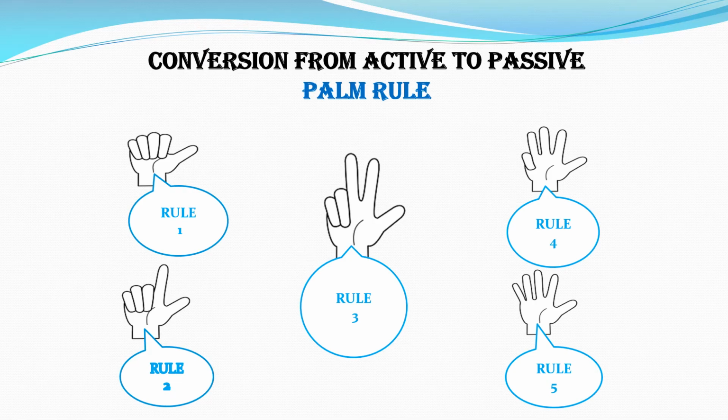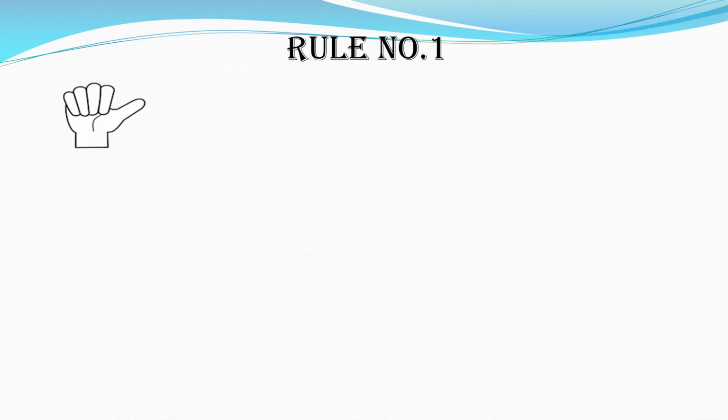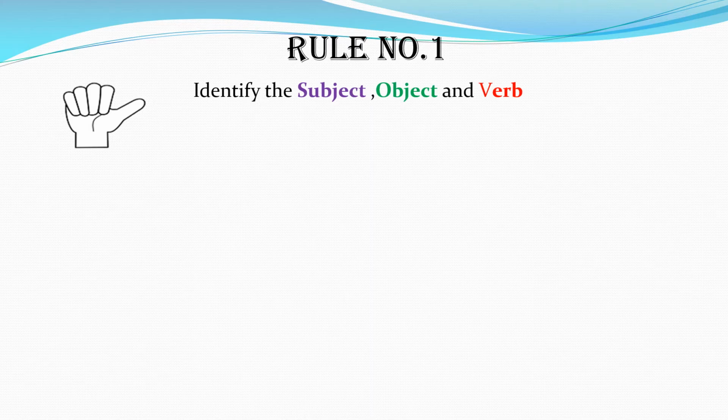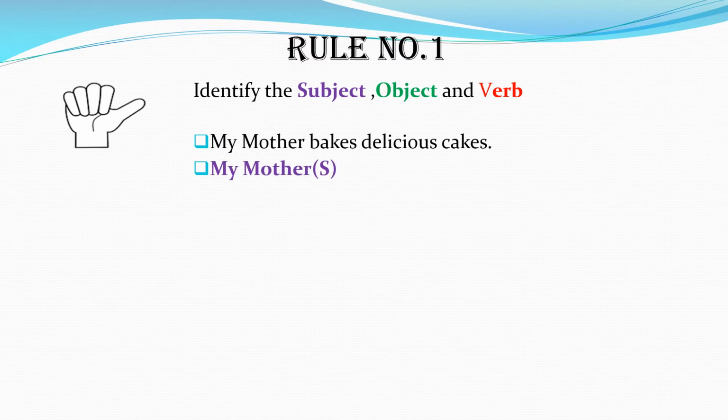Palm rule conversion. It simply means you have to follow 5 different steps or 5 different rules for conversion. So let's understand each rule in detail. Rule number 1. Identify the subject, object and verb. Look at the example here. My mother bakes delicious cakes. Subject, my mother. Bakes is the verb. Delicious cakes is the object of the sentence.